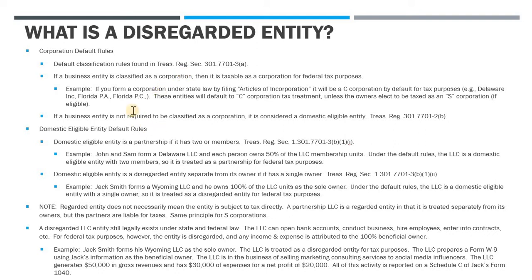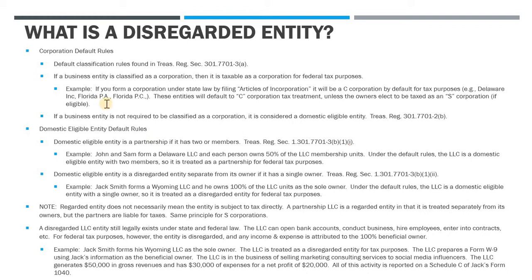So how do you know you have a corp? Well, if you form a corporation under state law, and so the document that you would be filing is the Articles of Incorporation. And so that's typically a good indication that you've created a corporation for state tax purposes. So for example, you might form a Delaware Inc. So that's a Delaware corporation.